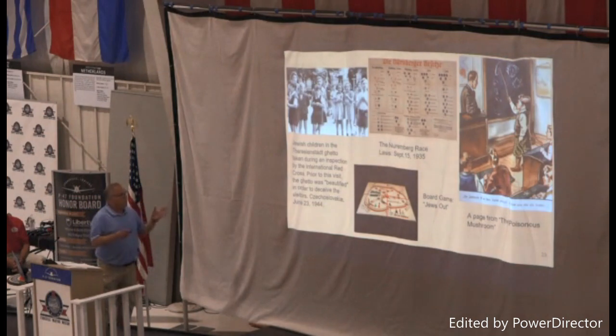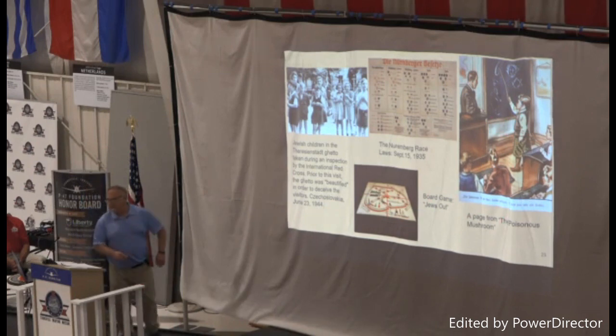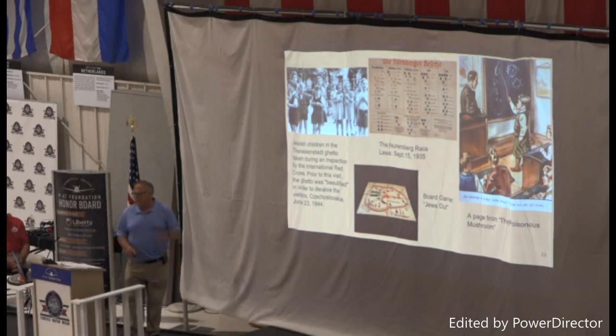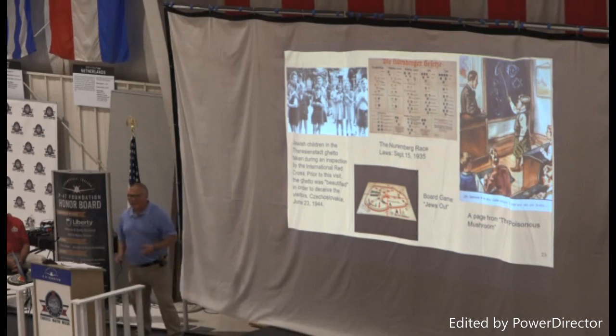Some other things that were German propaganda during the Holocaust. This is a child's game. It's called Jews Out, a board game. This is a child's school book called The Poisonous Mushroom. And it portrayed the evils of Jewish people. And it even would throw out propaganda that you can tell who a Jewish person is by the shape of their nose and such nonsense as that.